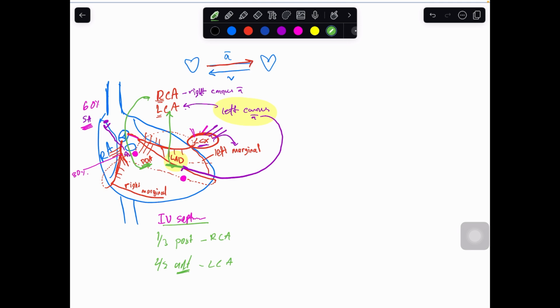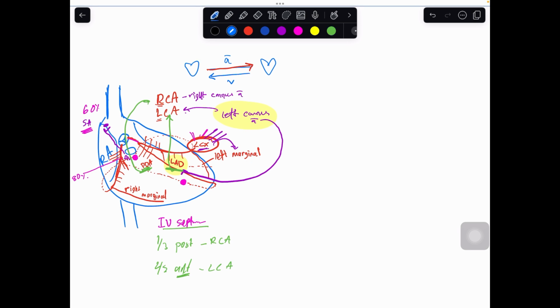Now we will go to the veins. As we mentioned, the veins are going to be carrying deoxygenated blood. So let me draw the heart once again. This is my superior vena cava, inferior vena cava, right atrium here, and okay.